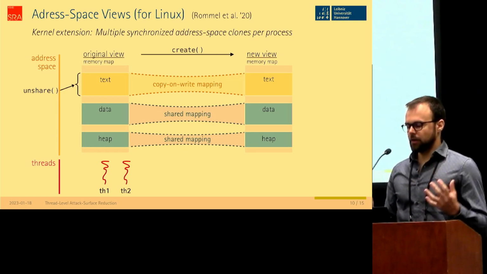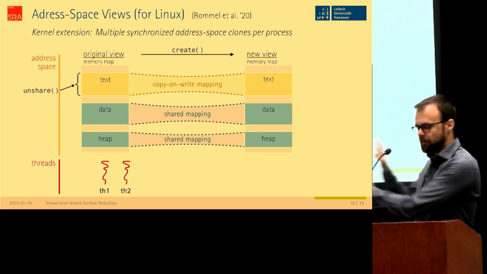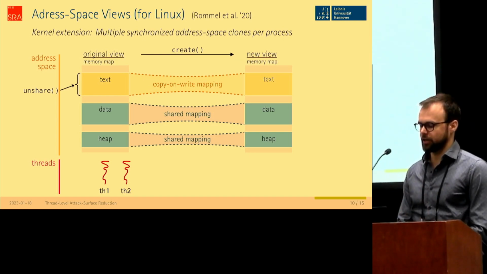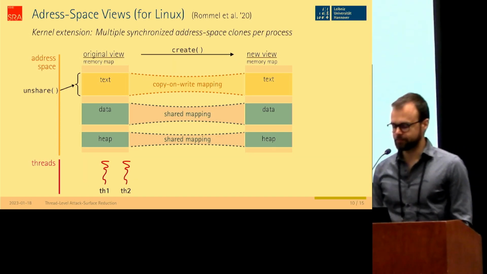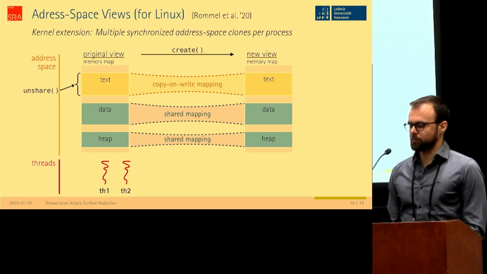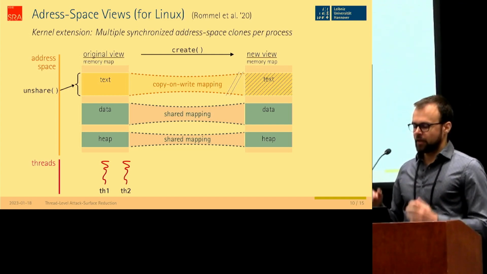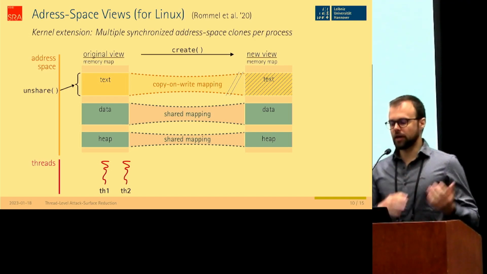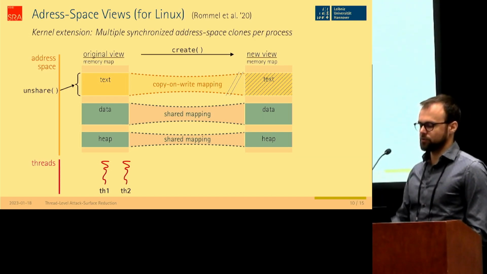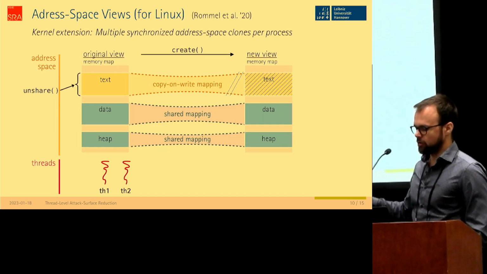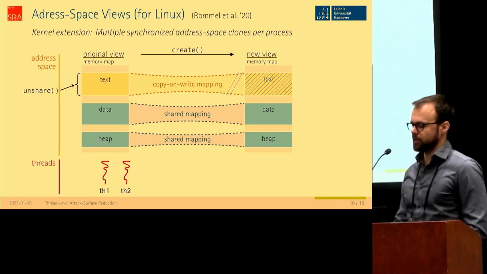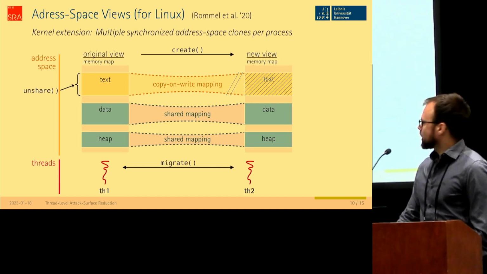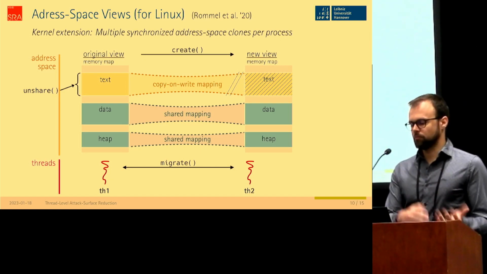And a view is similar to a forked address space, but with all the memory regions shared, except for regions marked as explicitly unshared, like we do here for the text segment. And these regions will use a copy on write mapping between the views. So we can modify the text section in one view without influencing the text section in the other views. Of course, the creation and deletion of memory regions in the address space is also synchronized between all the views. Threads, of course, can switch between views. In our case, we want to have one view per thread.